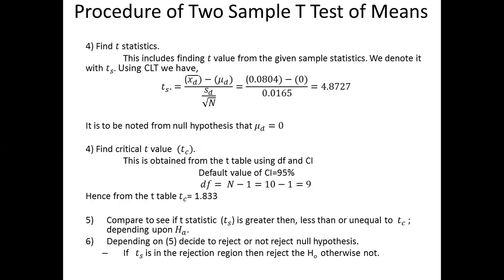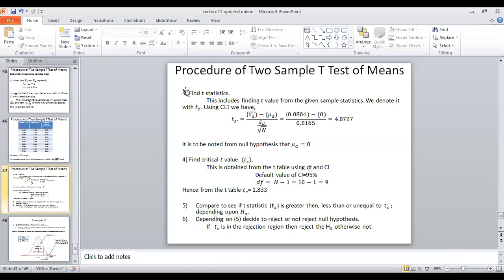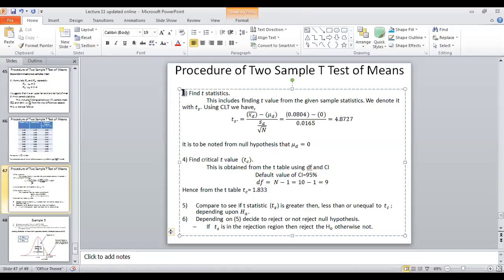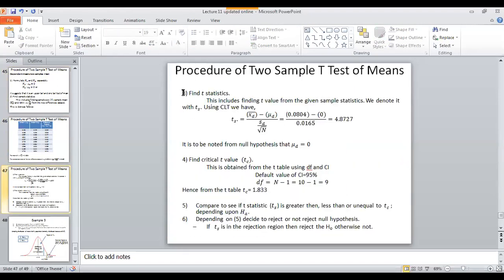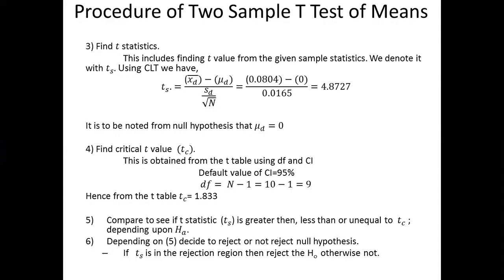Now, step number 5. Sorry, please, I just want to rectify another typo. This was not step number 4, rather, it was our step number 3. So, this was our step number 3, and now it's all okay. So, in step number 4, we find the critical T value using the DF and the CI. The CI was 95%. And the DF is n minus 1, that is 10 minus 1, 9.